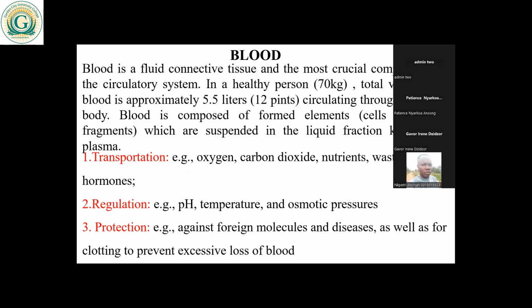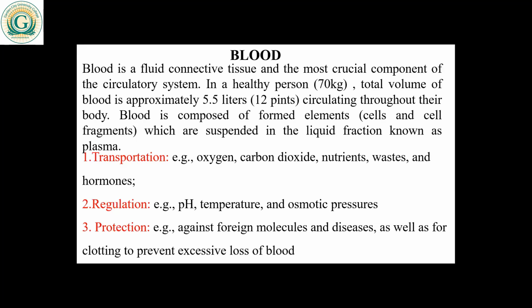We are saying in a healthy person weighing 70 kilograms, the total volume of blood is approximately 5.5 liters, circulating throughout the person's body. And this blood is made of four elements, which are cells and cell fragments, and then they are suspended in a liquid fraction called plasma. The function of blood is transportation: oxygen, carbon dioxide, nutrients, waste, etc. Then we have regulation of temperature, pH, osmotic pressure, and so on.